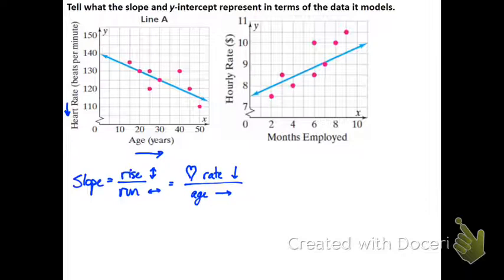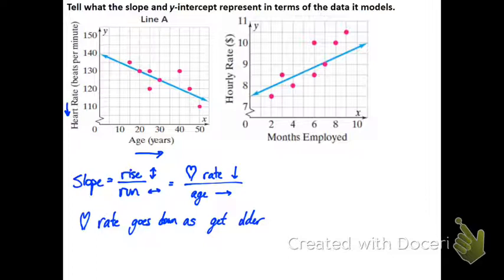And so I want us to kind of get in the habit of being able to write it out. So your heart rate goes down as we get older. Heart rate goes down as we get older. So as we increase in age, our heart rate goes down.